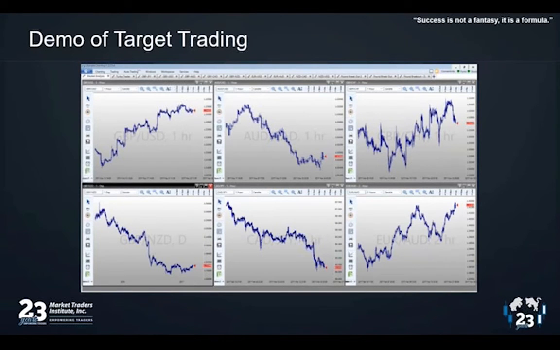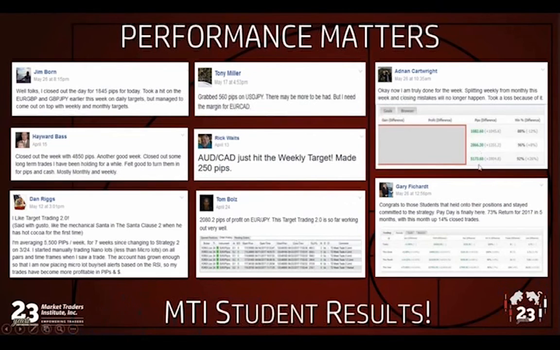So here's a person, they made 1,000 pips on a trade, 2,800 pips on a trade. This person is up 51,000 pips for the year. They have a 92% win ratio. This is a student. They're actually beating us. They're doing even better than us. I want you to understand how that works. Tom right here, 2,000 pips in the Euro Japanese yen so far. We've got target trading. We've got all this. Hayward, hey, I closed out the week with 4,800 pips.